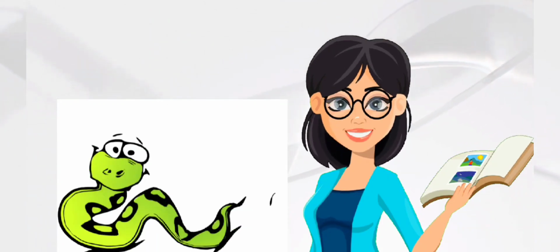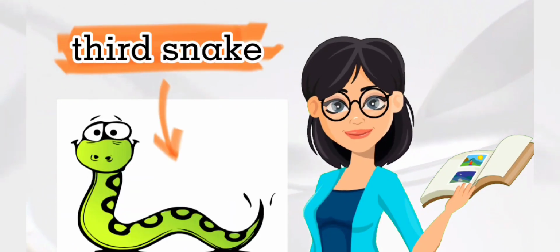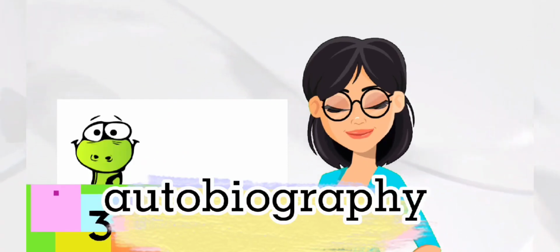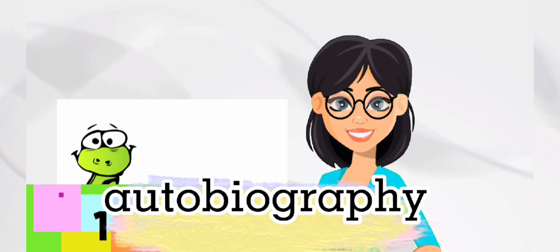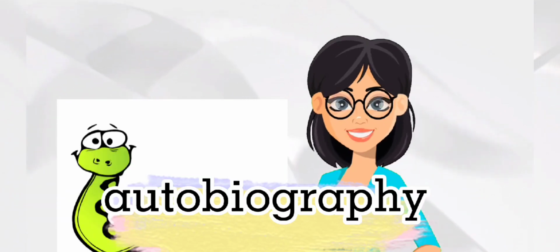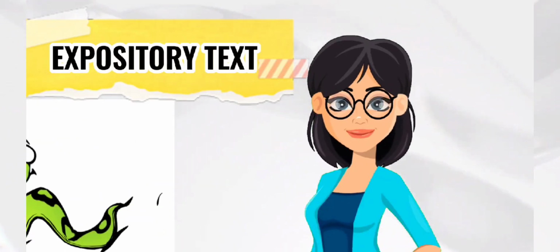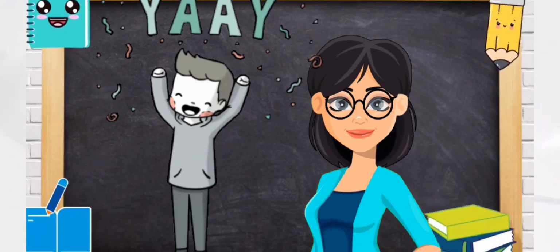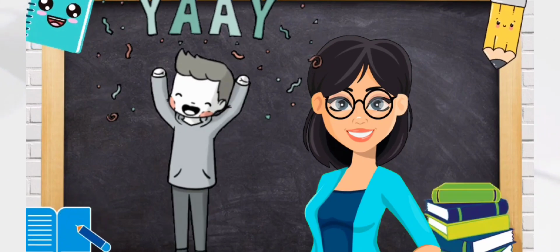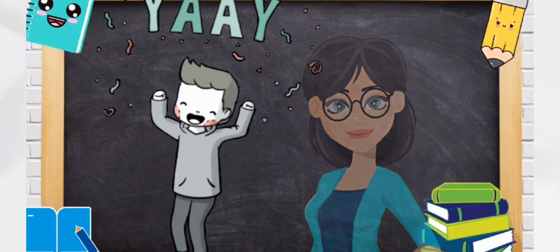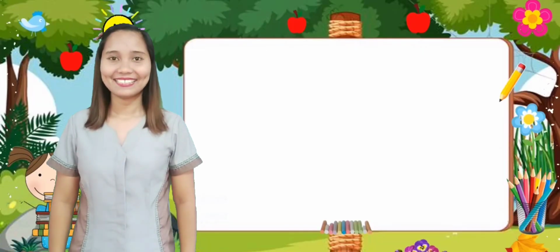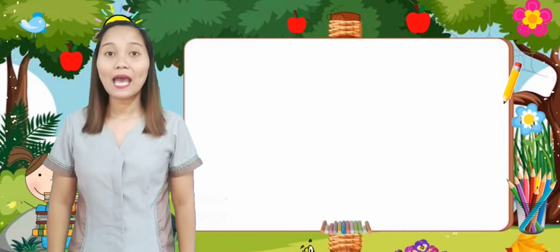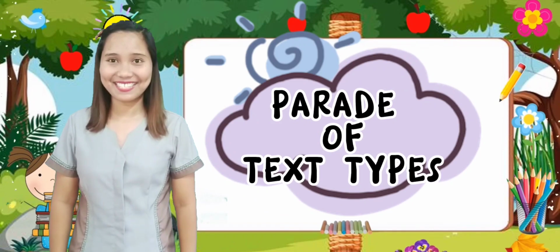Lastly, the word clue for the third snake is autobiography. Its answer is expository text. Congratulations! We won the first game. We were not eaten by the snake. Let us proceed to the next activity, which is Parade of Text Types.